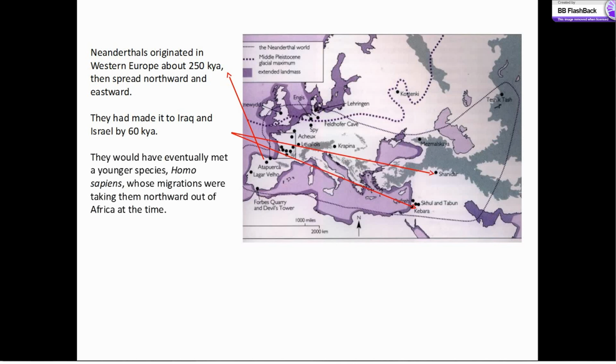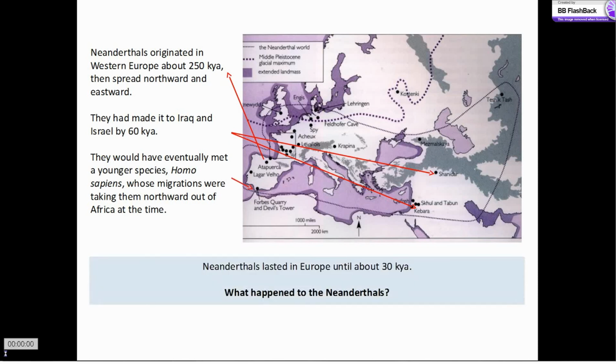So we know that it was about here where they were encountering humans. Humans who were leaving Africa and going this way. Maybe humans came up around here too. And so this slide was building up to this. Neanderthals lasted in Europe until about 30,000 years ago.